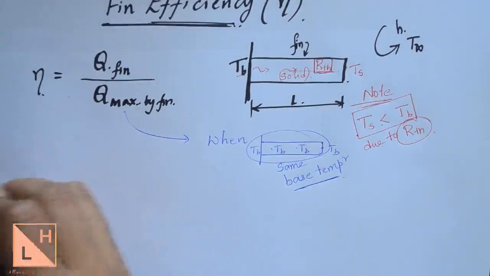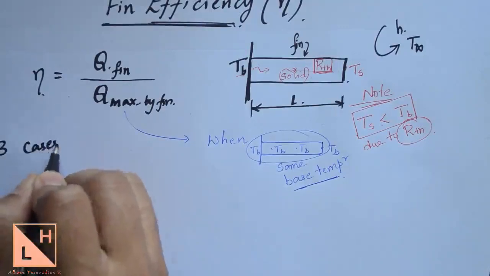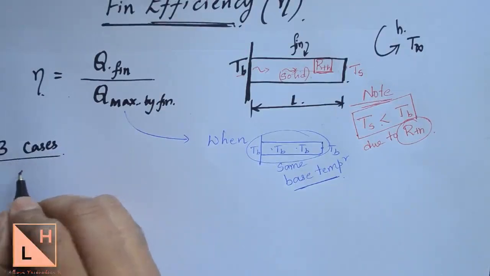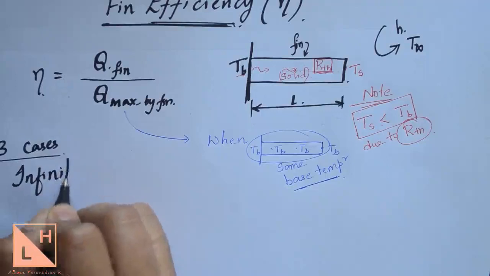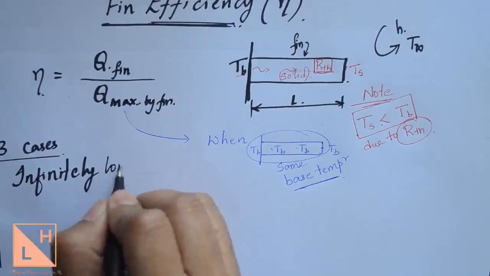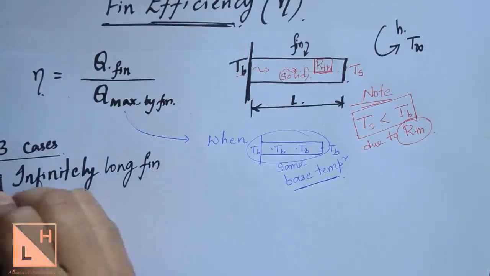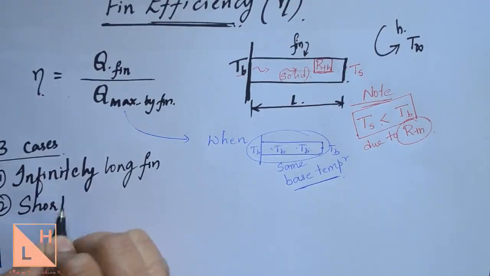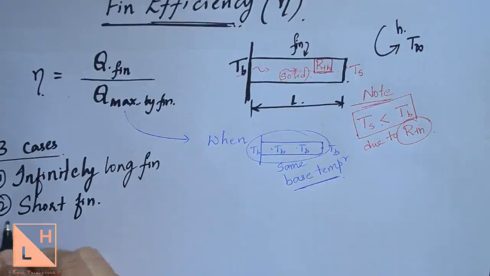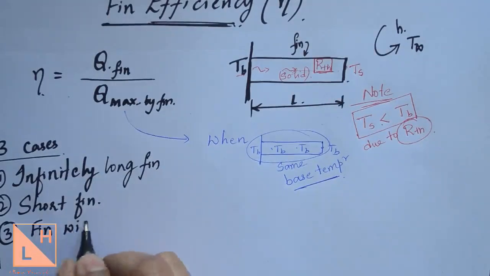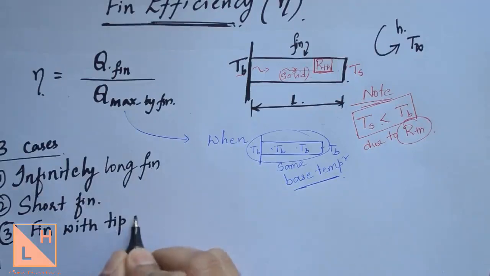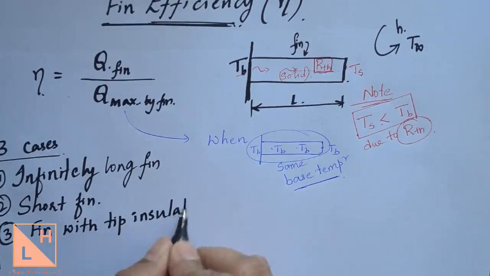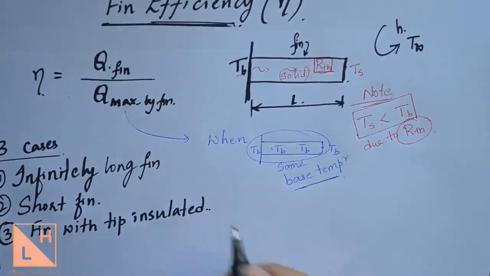Now for having an expression for this value of fin efficiency, we are going to consider the same 3 cases that we dealt with in understanding the fin. The first assumption would be an infinitely long fin. The second assumption would be a short fin, but with the end insulated. And the third case will be a short fin with the end or tip not insulated.